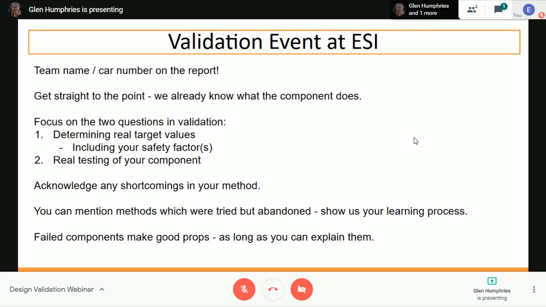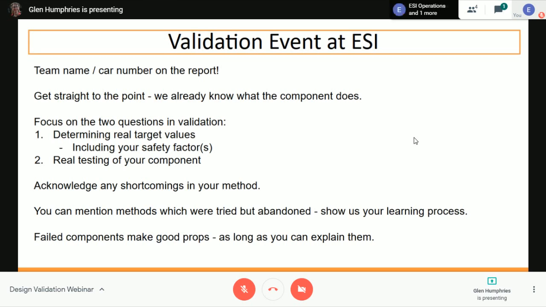Another thing, acknowledge any shortcomings in your method. It's much better for you to tell us these are the inaccuracies and the shortcomings, and we know it's wrong here, but here's why it's still acceptable. It's much better for you to tell us that than for us to tell you, because then we get to pick it apart. If you can come out and say, here's our apparatus and our method, we know it's inaccurate because we didn't include this, however, we've included another factor that compensates for that. That's all great. That's what we want to hear. You can mention methods which were tried but abandoned. That's a good example of your learning process.